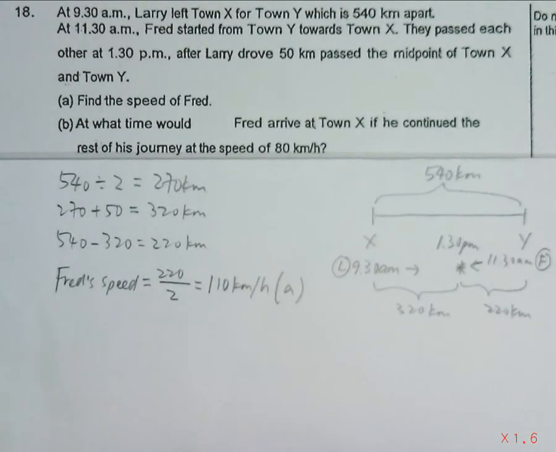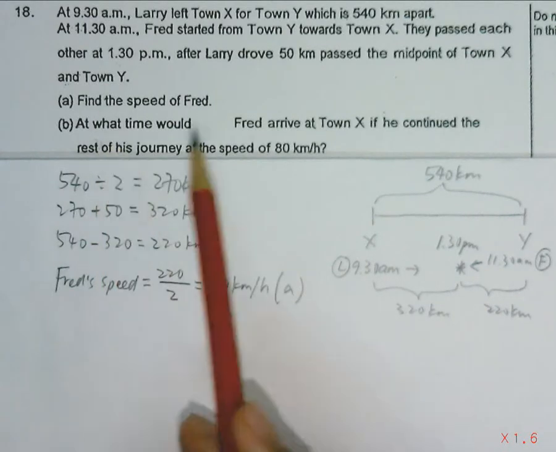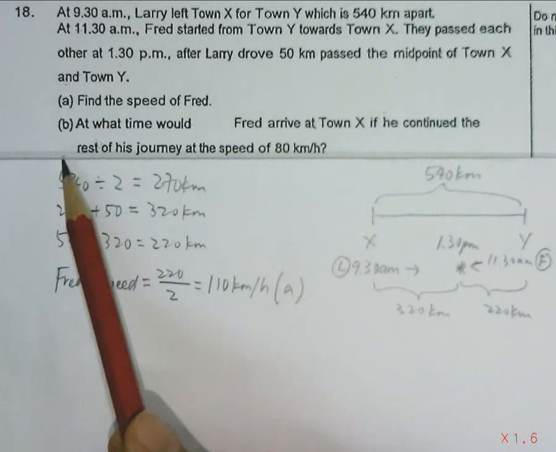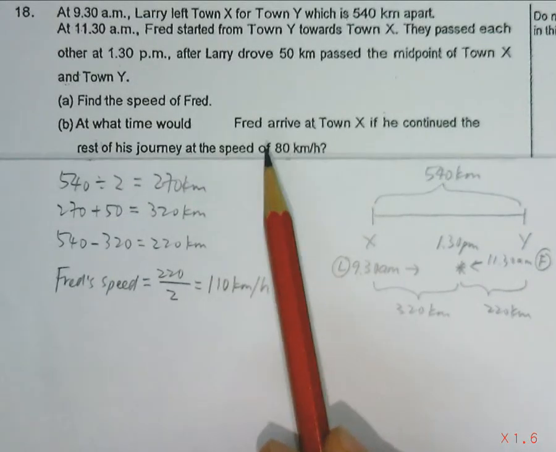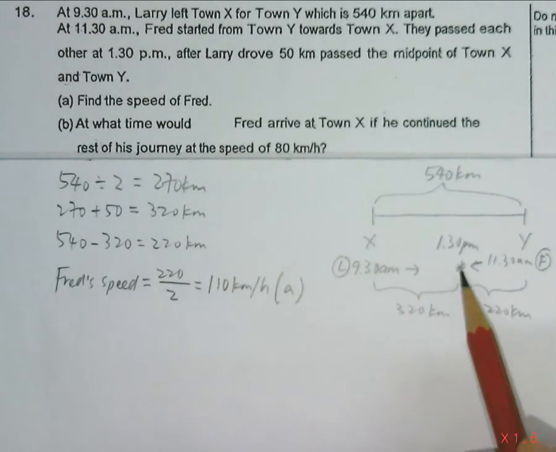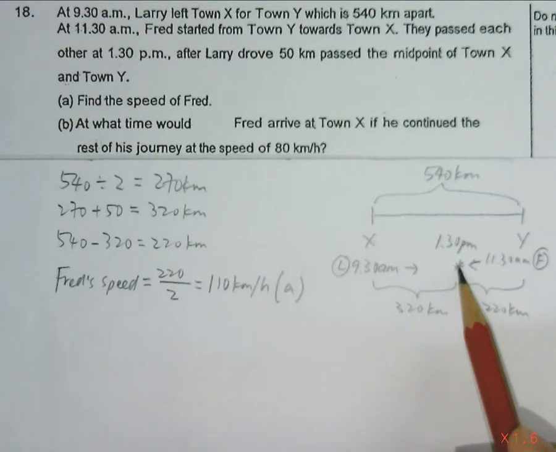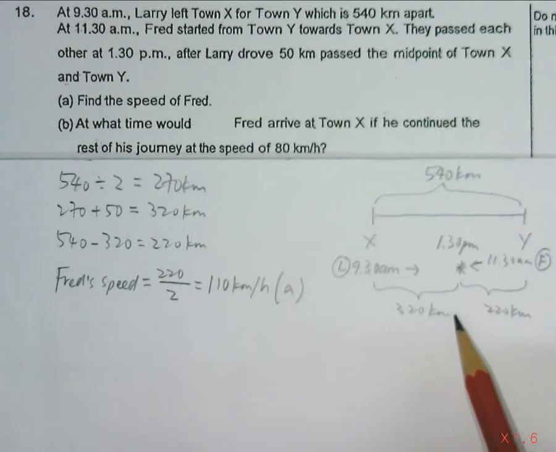Now part B asks at what time would Fred arrive at town X if he continued the rest of his journey at a speed of 80 kilometers per hour. So the rest of his journey he covered from the point where he met Larry up to town X. So for the rest of the journey he traveled a total of 320 kilometers.